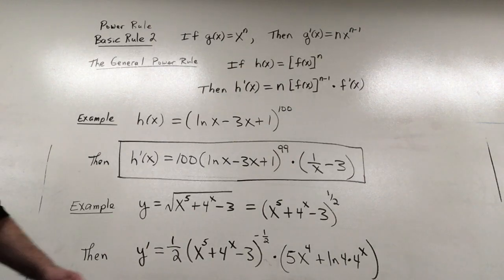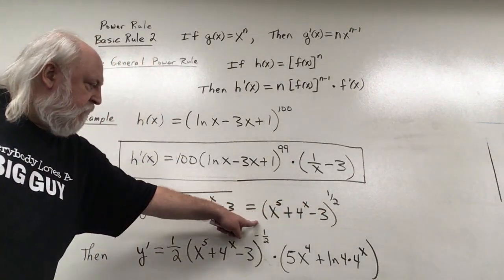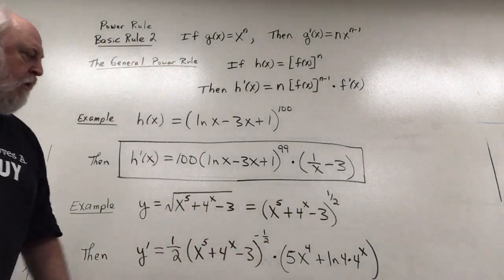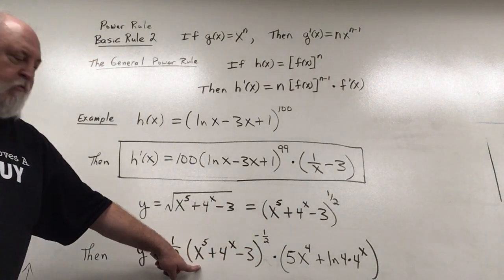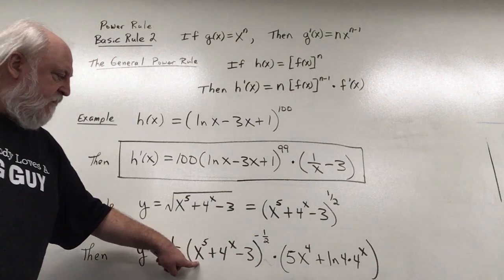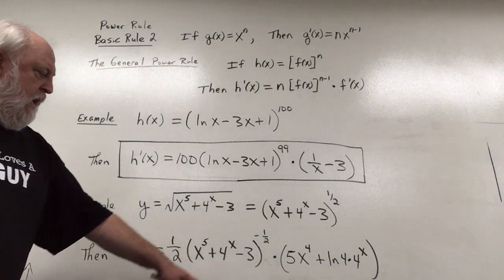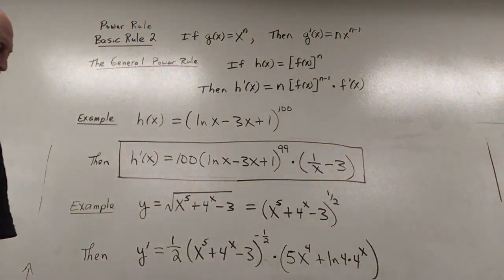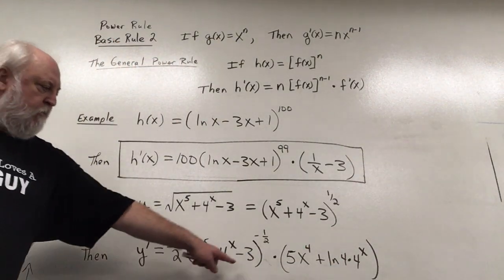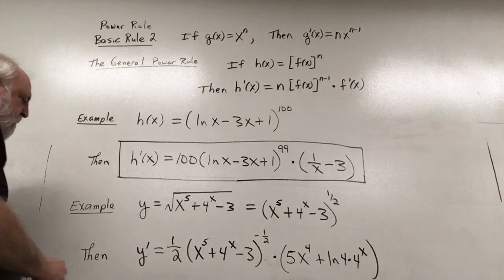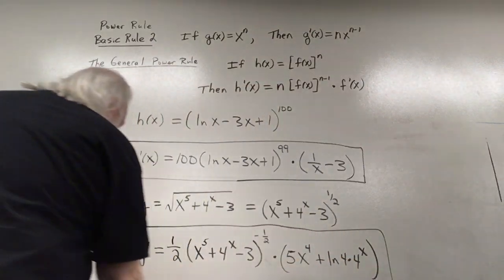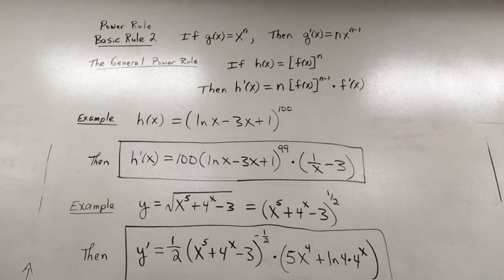So again, finding this derivative, we bring the 1/2 down in front of the left parenthesis, and then we subtract 1 from the exponent. And now we got to multiply that by the derivative of what's inside the parentheses. Well, the derivative of x to the 5th is 5x to the 4th, and the derivative of 4 to the x is the natural log of 4 times 4 to the x, because this is an exponential. And the derivative of the constant minus 3 is 0. And we're done. That in the box is the derivative of this function right here.